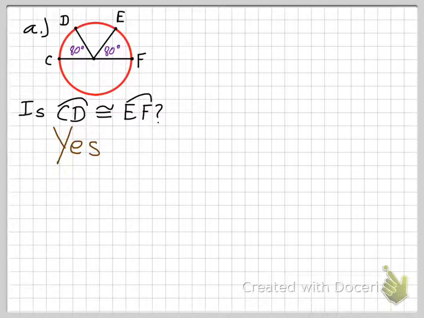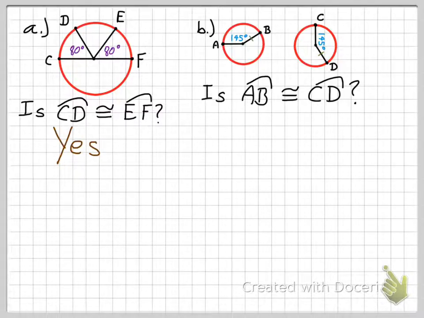Okay? Next question. Is arc AB congruent to arc CD? So again, this is a central angle of 145. That's a central angle of 145. So this arc measure AB must be 145 degrees, and this arc measure CD must also be 145 degrees, right? Because the measures of the arcs equal the measures of their central angles. Okay, so the arcs do have the same measures, but there's another part. It says and they are arcs of the same circle.